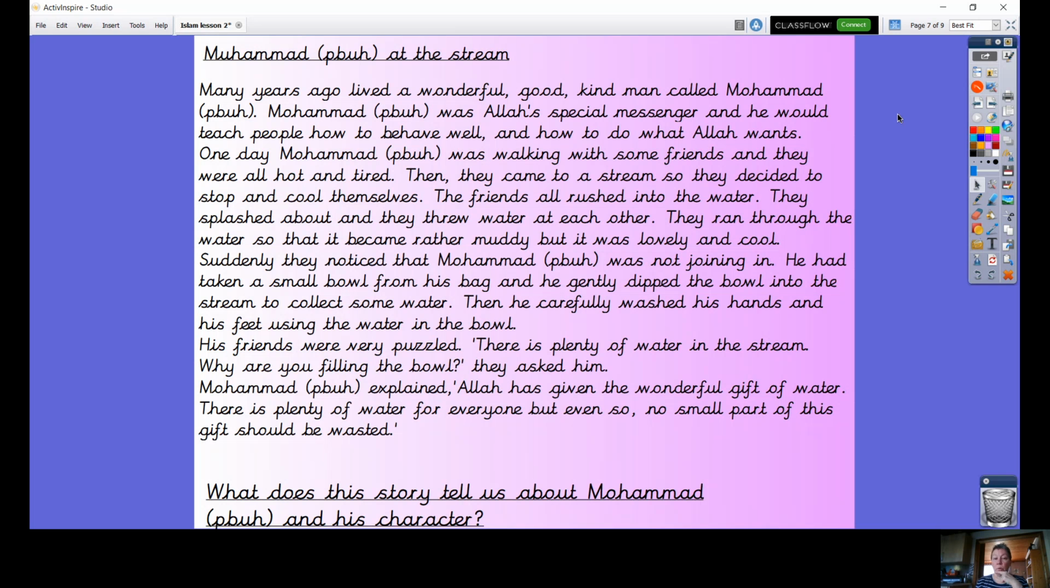One day, Muhammad was walking with some friends, and they were all hot and tired. And they came to a stream, so they decided to stop and cool themselves. The friends all rushed into the water, splashed about, threw water at each other. They ran through the water, and it became rather muddy, but it was still lovely and cool.